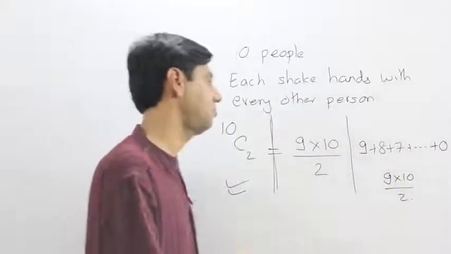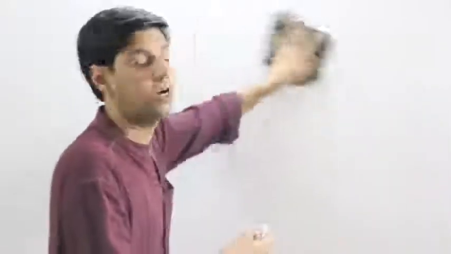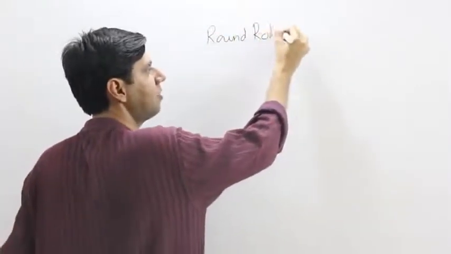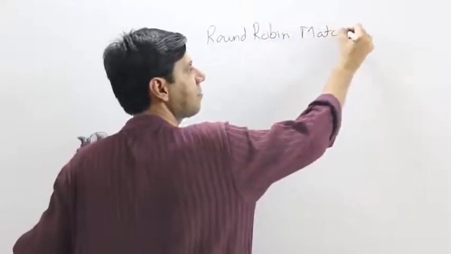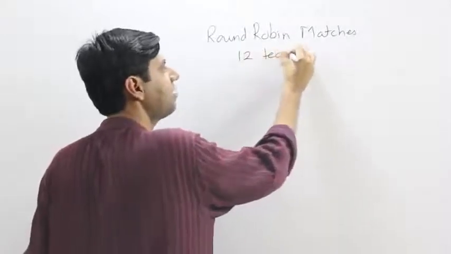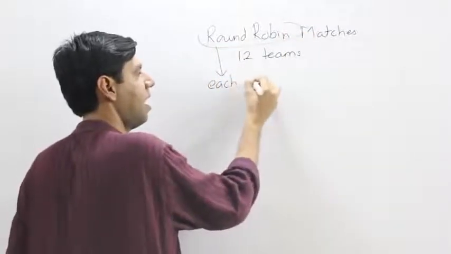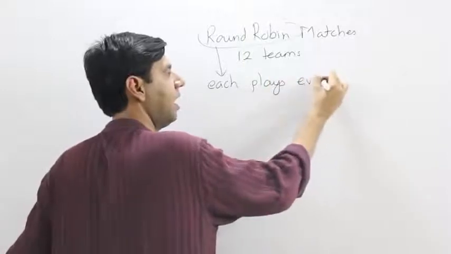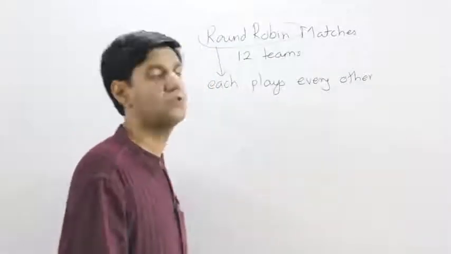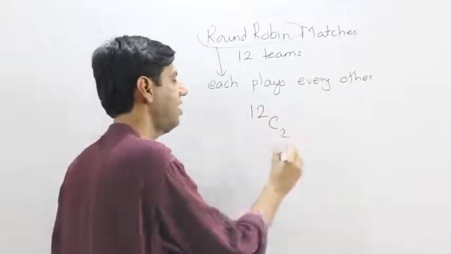So you could use logic, you could use PNC or so on. This handshake question is also similar to round robin matches. What happens in round robin matches? Let's say there are 12 teams and each one plays every other. So round robin means each plays every other. Now, this is similar to a handshake. Instead of shaking hands, they are playing a match. So the question is, how many matches will take place if there is a round robin tournament held between 12 teams, and the answer is exactly the same logic, 12C2.